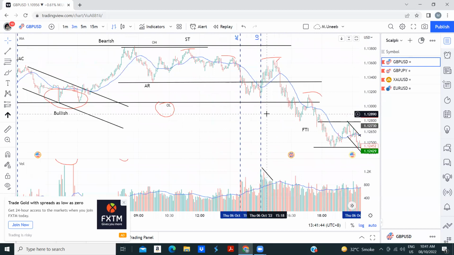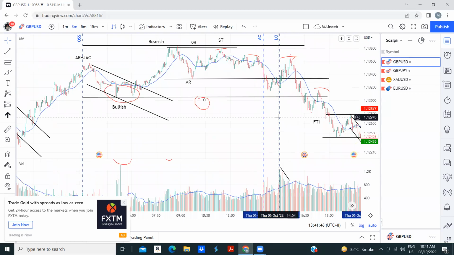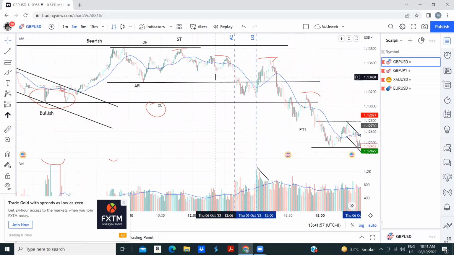How do you trade the New York session? We just see how the price is reacting. We remove everything and draw what? The OH and OL lines. We keep the structure and we see.